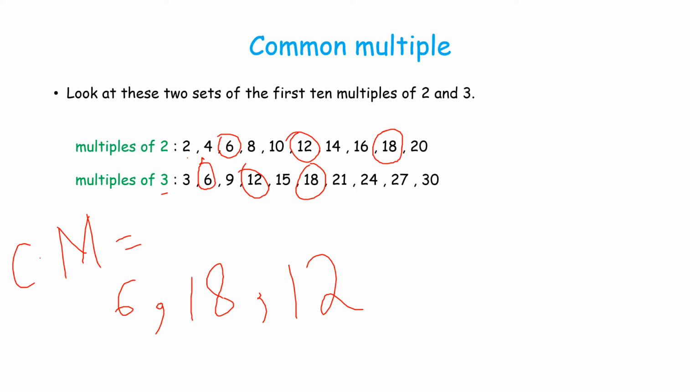So this is how we write the common multiples. We write the multiples of the given numbers, not all because the multiples are infinite. Here it was mentioned that the first 10 multiples, so we wrote the first 10 multiples. So this is how we identify the common multiples. Then we identify the common ones and write them like this.